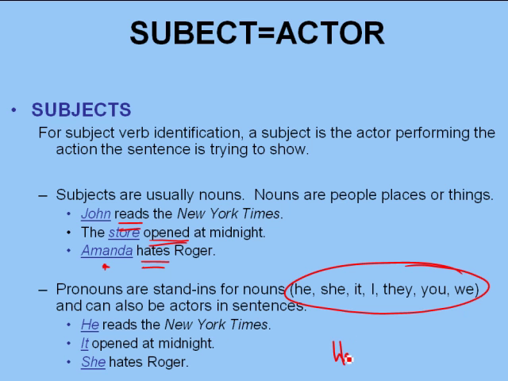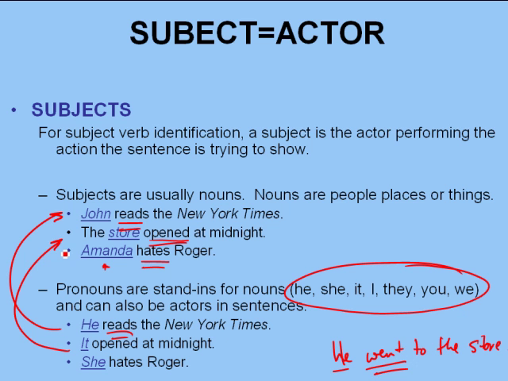He went to the store. And in that case, then, my verb would be went, and my subject would be he. So on these three sentences, then, again, reads is my verb, just like before. So these are the same sentence, just with a pronoun instead. It opened at midnight. Again, same sentence, just with the pronoun it instead. She hates Roger. Again, same sentence, just with a pronoun instead.